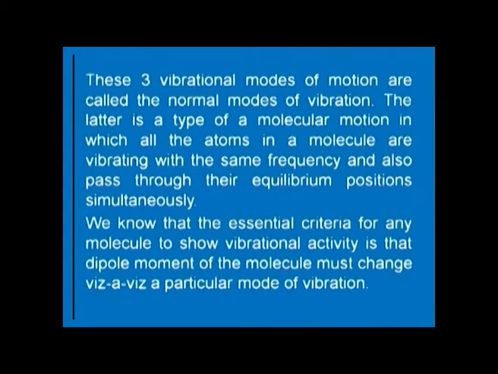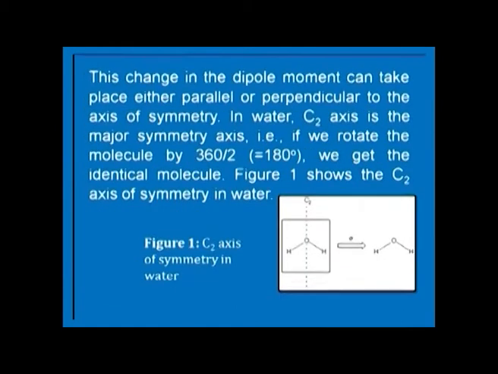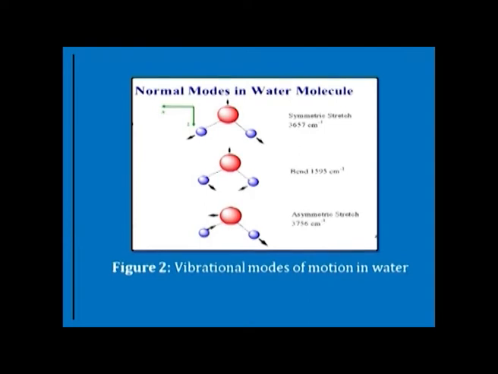We know that the essential criterion for a molecule to show vibrational activity is that the dipole moment of the molecule must change vis-a-vis a particular mode of vibration. This change in the dipole moment can take place either parallel or perpendicular to the axis of symmetry. In water, the C2 axis is the major symmetry axis. That is, if we rotate the molecule by 360 by 2, that is 180 degrees, we get the identical molecule, as shown in the following video. Figure 1 shows the C2 axis of symmetry in water. Figure 2 shows the different modes of vibration in a water molecule.